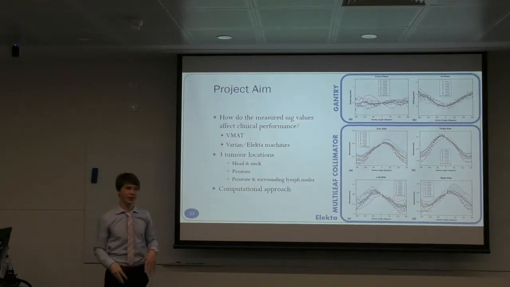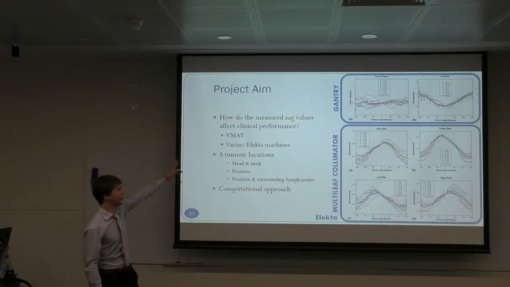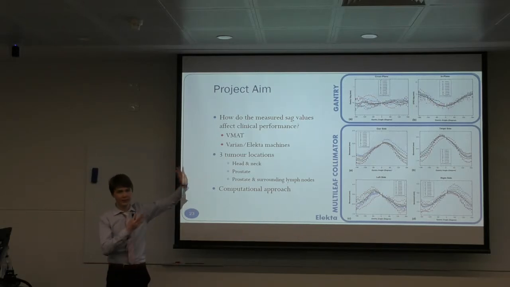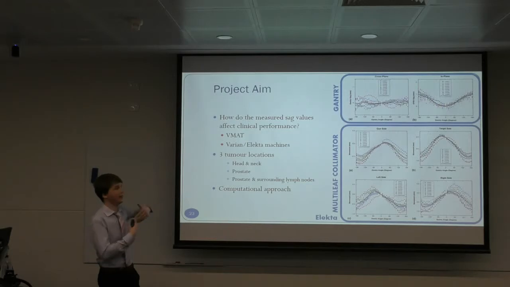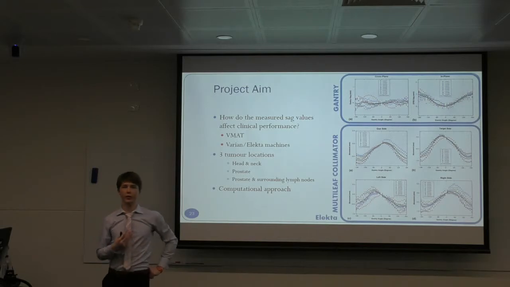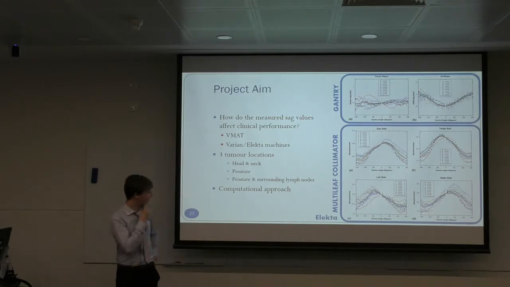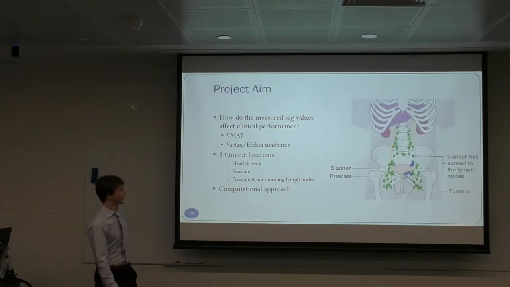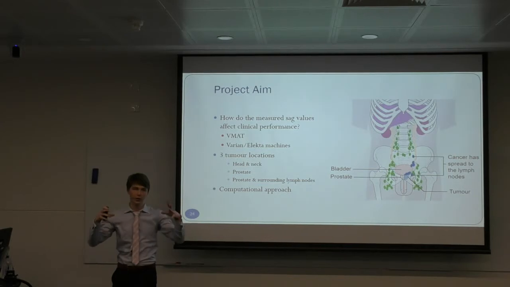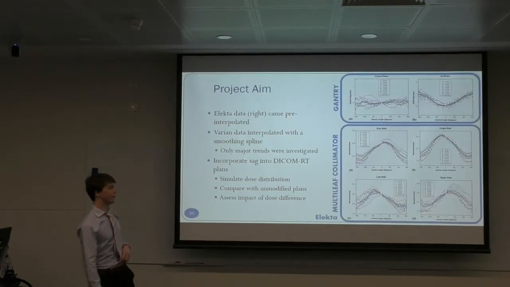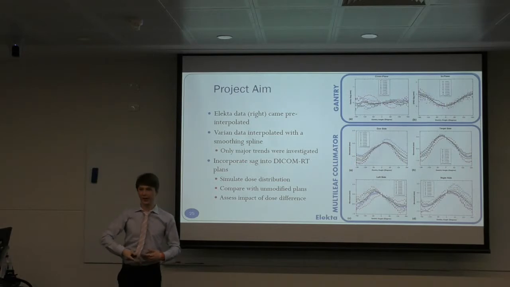And what I want to do in my project is, if you consider a VMAT treatment, how does this sag data affect the clinical performance? And I did that by looking at 3 different treatment locations. You've got the head and neck, prostate and surrounding lymph nodes. And what that just means is that you've got the cancer metastasized into the lymphatic system, and so you need to treat these lymph nodes as well. So you've got a much larger volume that you need to be treating. So it's just 3 different plans to get a good cross-section of the possibilities here.